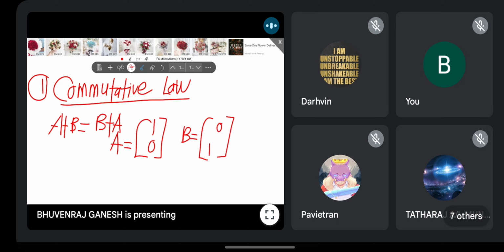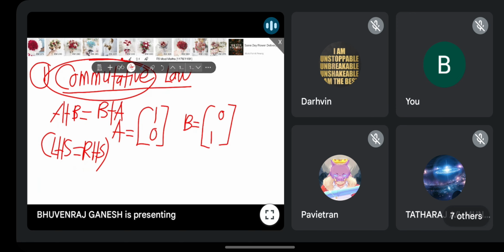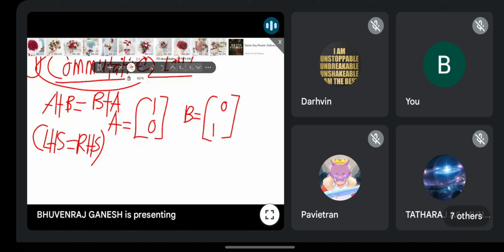Guys, you try and see. A plus B, you will get the answer 1, 1. B plus A, you also get the answer 1, 1. So that is what we call the commutative law. It means that left hand side equals right hand side. If you want to understand it easily, left hand side equals right hand side. Simple as that. No need to memorize the long words. So basically it means that you will get the same answer.